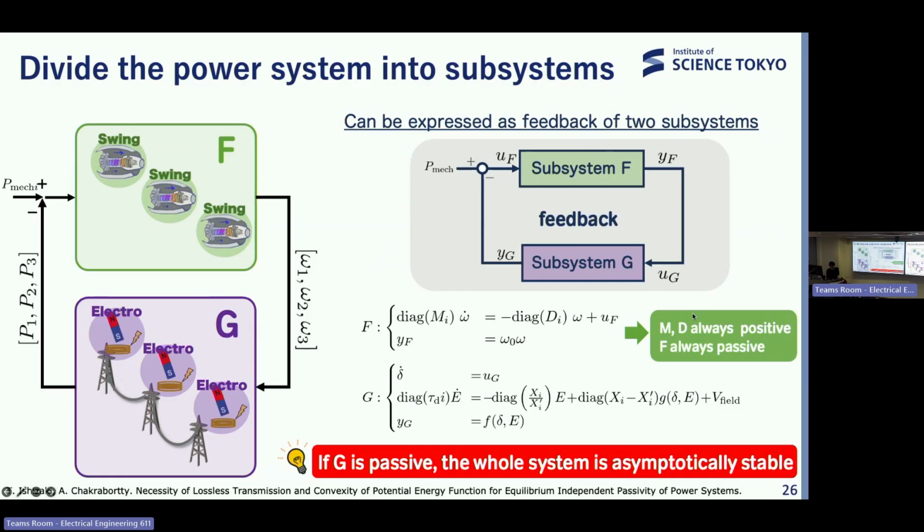And subsystem F is always passive because M and D are always positive. So if the subsystem G is passive, the whole power system is asymptotically stable.